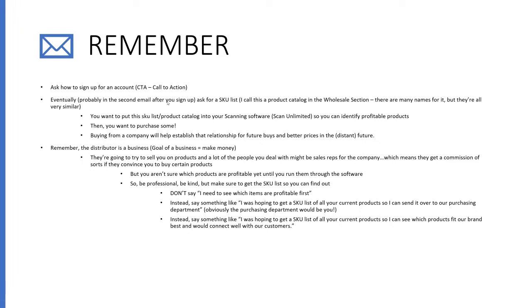So ask for a product catalog or a SKU list because obviously you want to put that SKU list into your scanning software. I use Scan Unlimited in the entire module so that you can obviously identify profitable products to resell, right? Then you want to purchase some of them, okay? Because buying from a company will help you establish that relationship for future buys and better prices in the future. And obviously I put distant future because you can't expect to purchase one time from a company and then have them drop their prices. They want to see that you're going to buy from them consistently or that you're a good potential person to do business with, you're easy to do business with, and then they might either lower your minimum order quantity if you're more reputable and they trust you, or they also might lower prices for you in the future, okay?